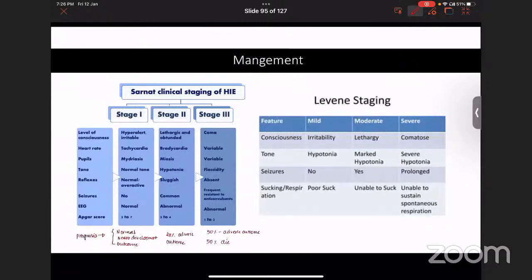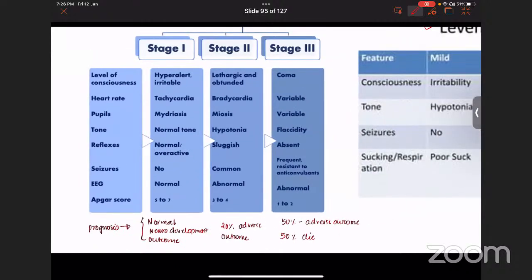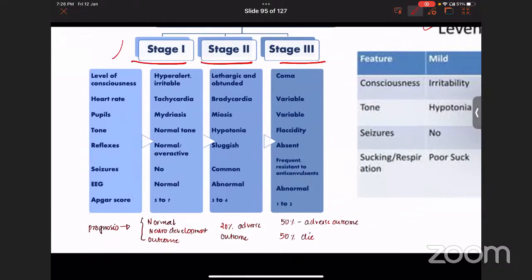What are the stagings? We use Levene staging and Sarnat staging. In Sarnat staging, we define stage one, stage two. What is the reason why we have to differentiate into stage one, stage two? It is the only thing by which we know the prognosis of the baby. If the baby is in stage one, most of the time the baby will improve and the MRI will be near normal, USG will be near normal.